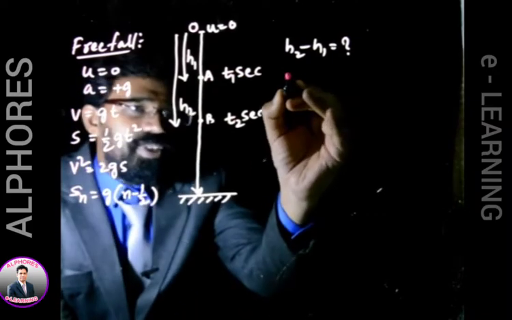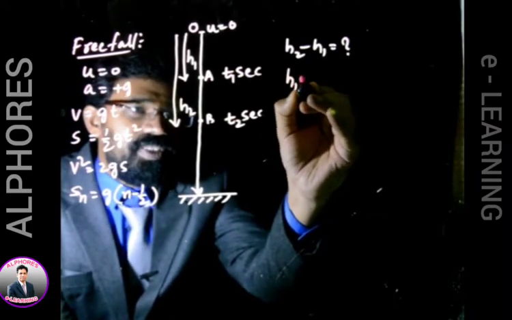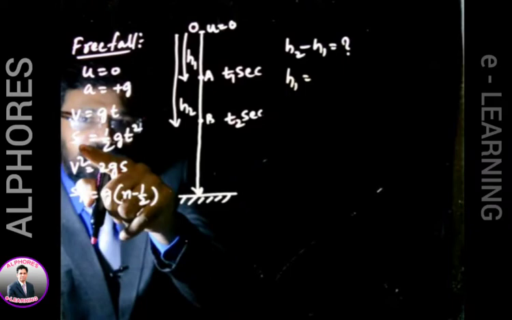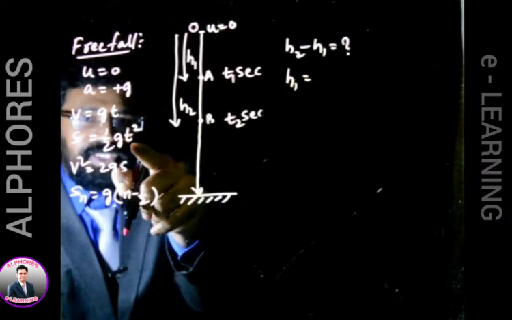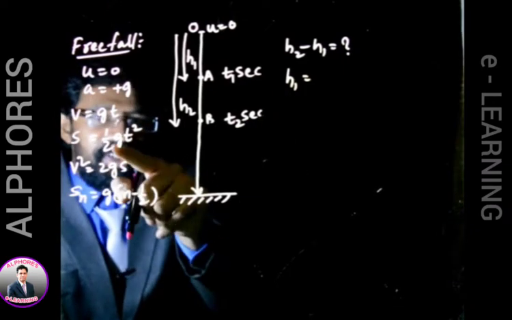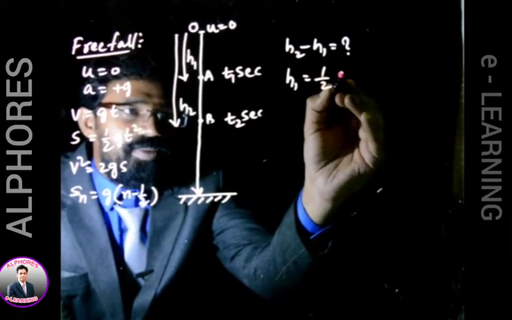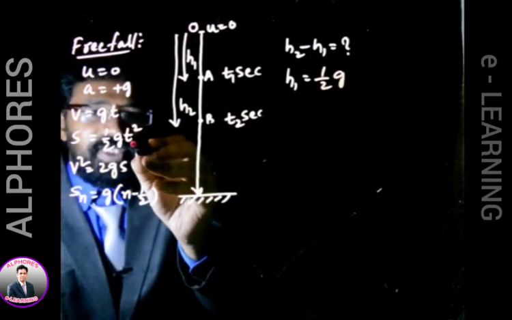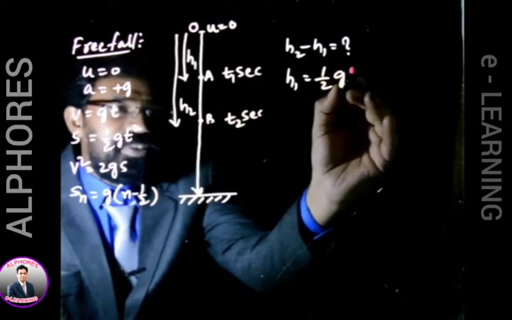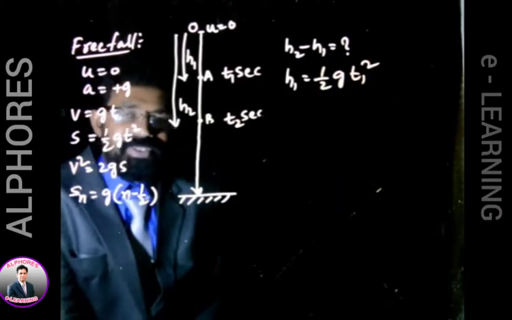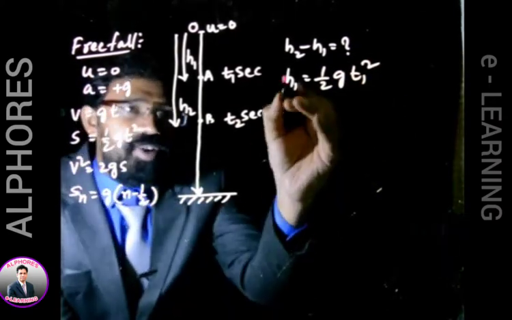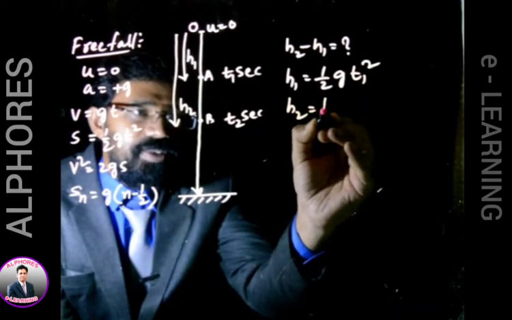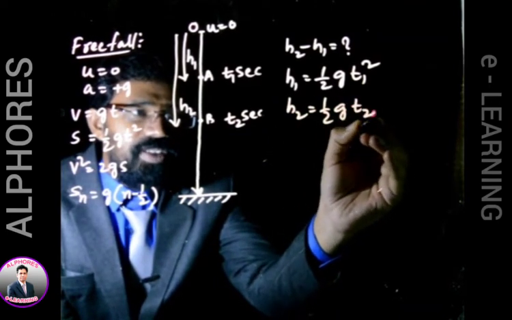Let me first write the expression for h1. Height of fall is expressed as s = half g t square. Here s is h1. How can it be written? Half g, and the time taken here is t1 seconds, so t1 square. Similarly, height of fall h2 can be written as h2 = half g t2 square.